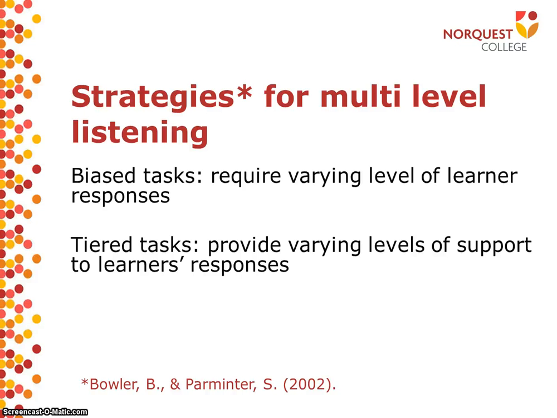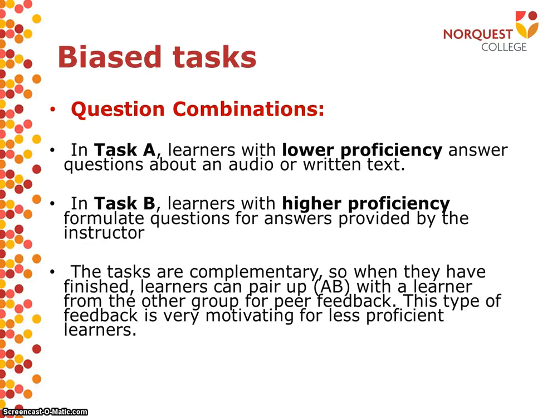So these two are called biased tasks, where you require a varying level of learner response, or tiered tasks, where you give a certain amount of support to the learner's responses. Again, it's kind of abstract. Let's get into some examples. Question combinations. In task A, learners with lower proficiency just answer questions. For task B, learners with higher proficiency formulate questions for those answers.